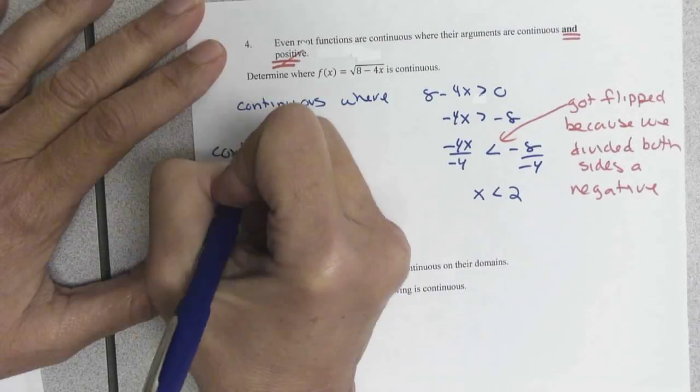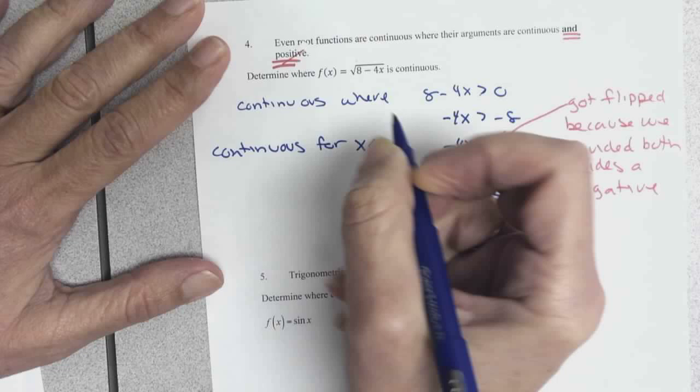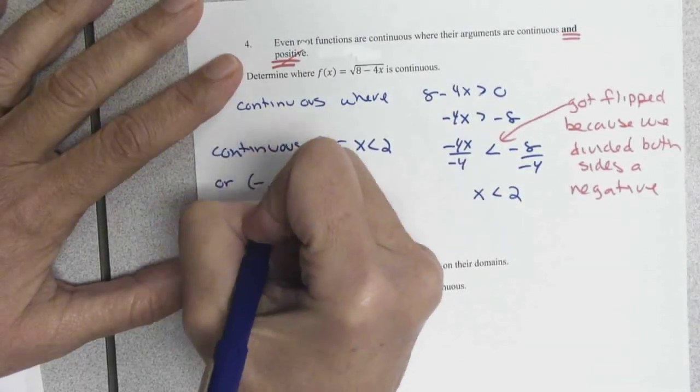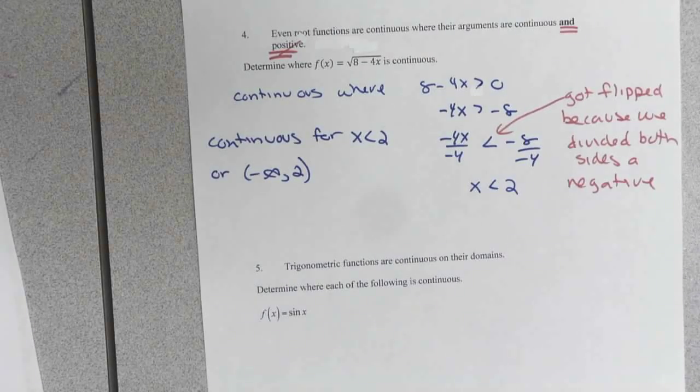So this is continuous for x less than 2, or you could say negative infinity to 2 with parentheses. If you had the or equal to, which I don't care about, then it'd be a square bracket on that too. But again, we need that argument to be positive on the even roots because we're not using imaginary numbers.